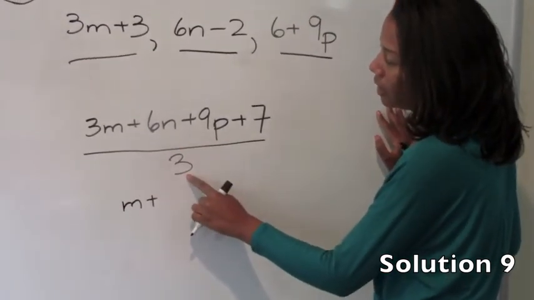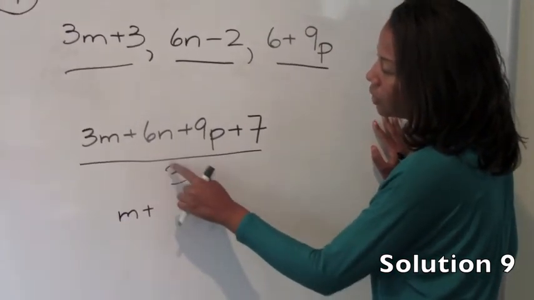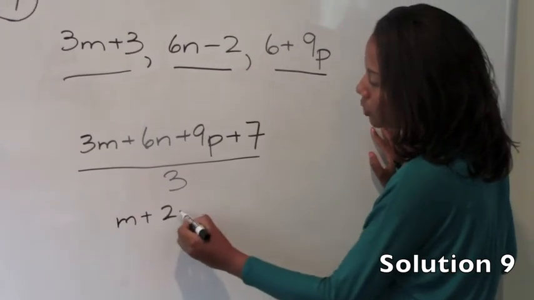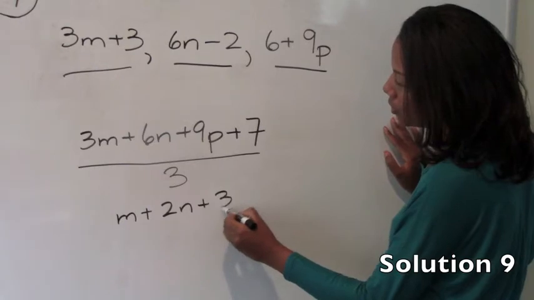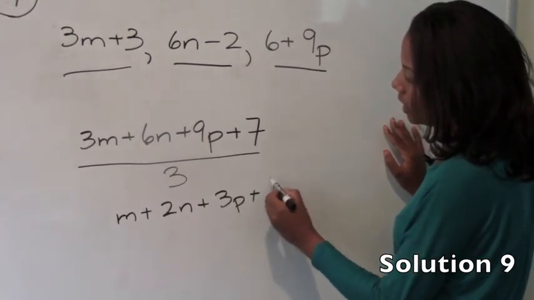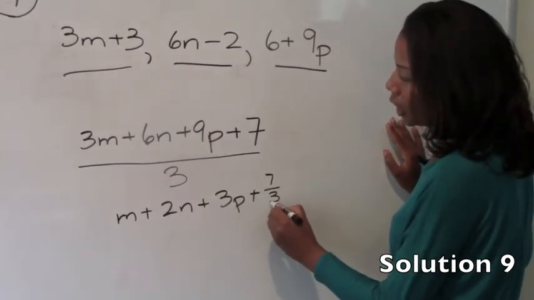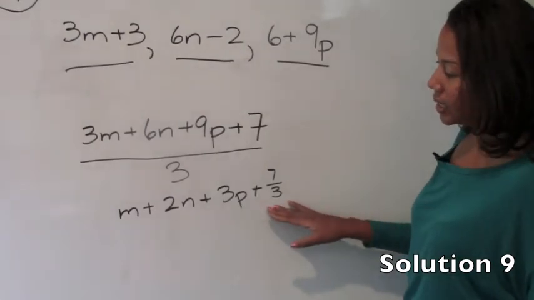6n divided by 3, 6 divided by 3 gives us 2. So 6n divided by 3 is 2n, plus 9p divided by 3, which is 3p, and finally plus 7 over 3. So the answer choice is B.